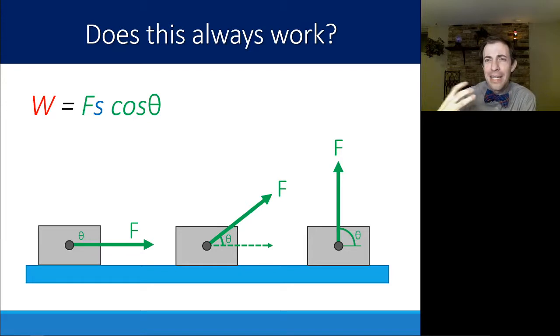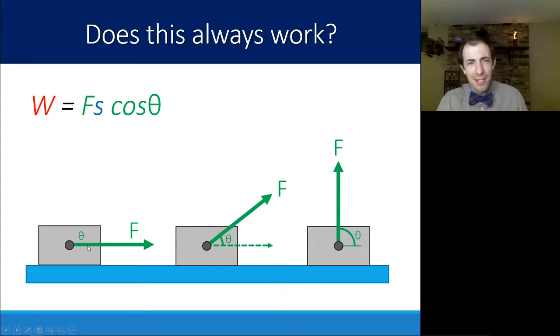A good thing to do anytime you have a mathematical formula in physics is to test it against the extremes. So in this case, the extremes that I see are, what if you're pulling it perfectly parallel? So that initial simple case that we talked about. And what if you're not pulling it at all in the direction that it's moving? Like you're perfectly perpendicular, which is not at all in that direction. So let's look at this first one.